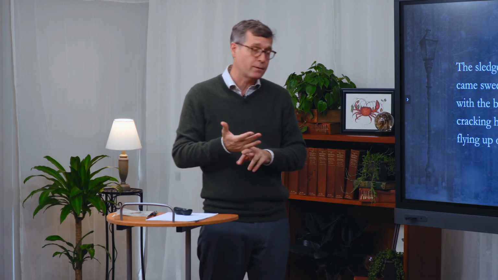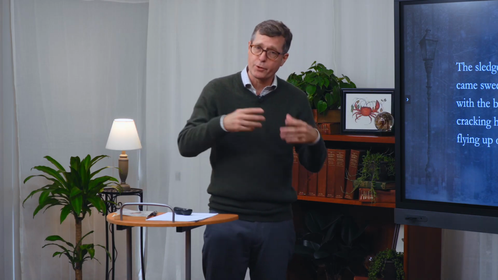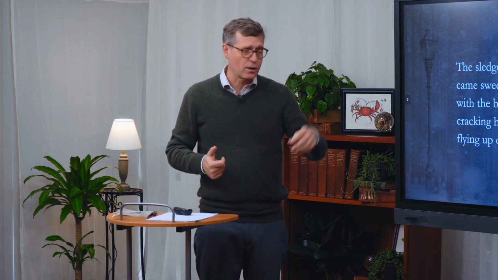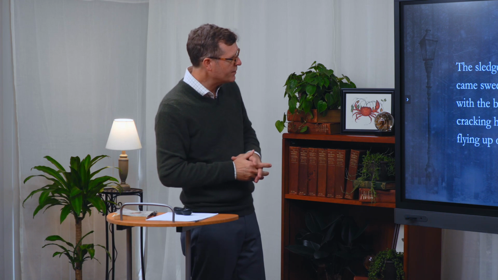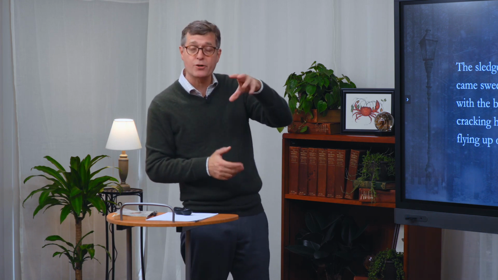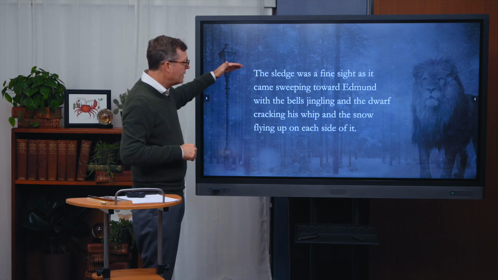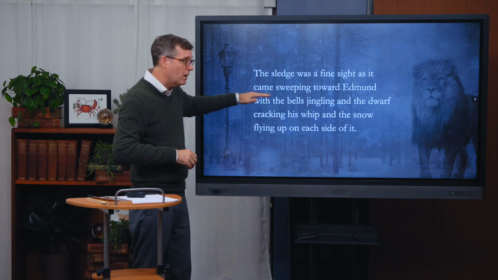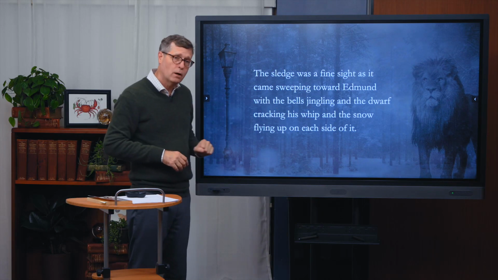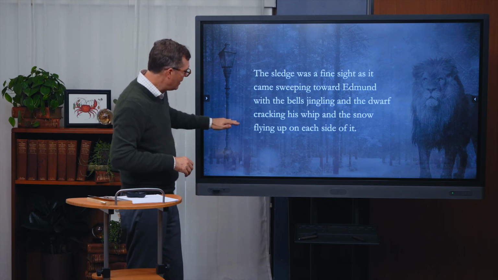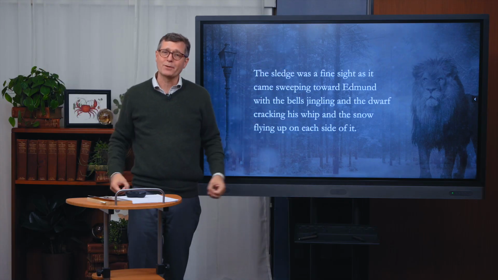So we've covered that on the previous screen with the dwarf with his long beard and his red hat and the tassel and all that kind of stuff. But look what else, and then we also talked about the texture of the polar bear fur. Now we've also got bells jingling, and we've got whip cracking, and then I love this image of the snow flying up on either side.